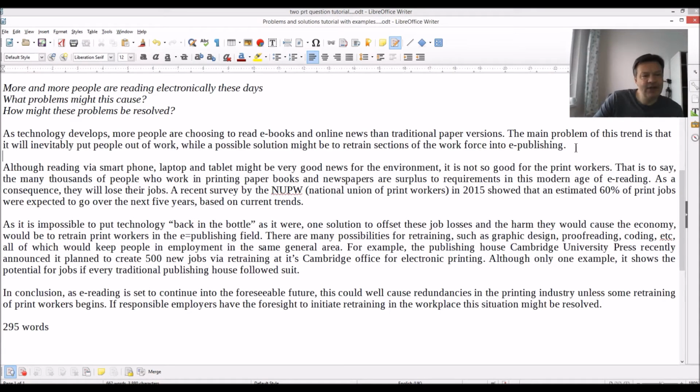Now, this was a slightly difficult one because I couldn't really think of any kind of problems, because if more people are reading on their phones as they do, obviously it's good because they're not cutting down trees, which contributes to greenhouse gases, which contributes to global warming, which contributes to rising sea levels, etc. So reading electronically, I can't really see there's any problems. I mean, maybe there might be some problems with people's eyesight, but anyway, so I had to think of something.